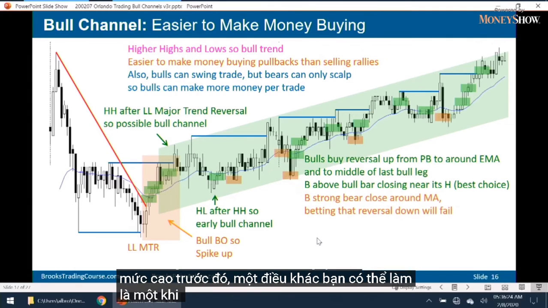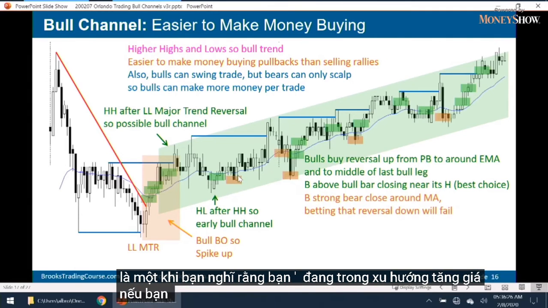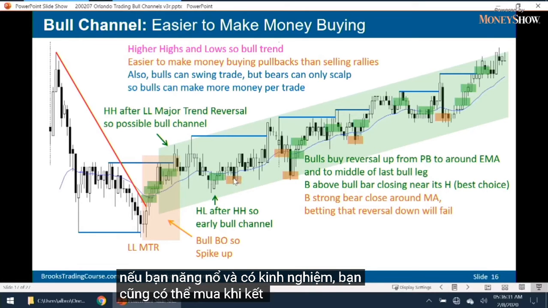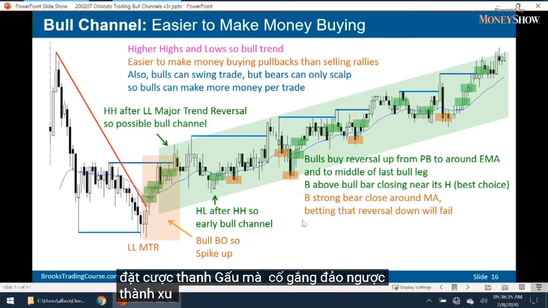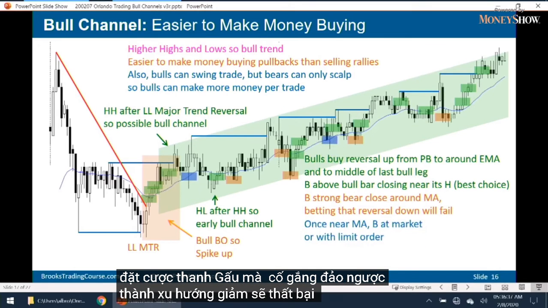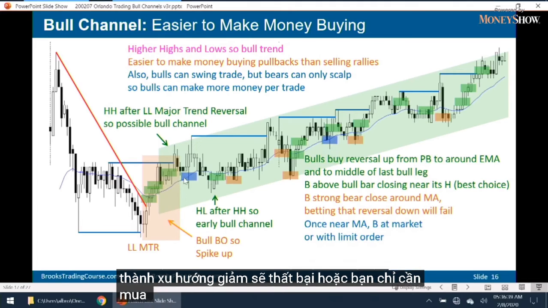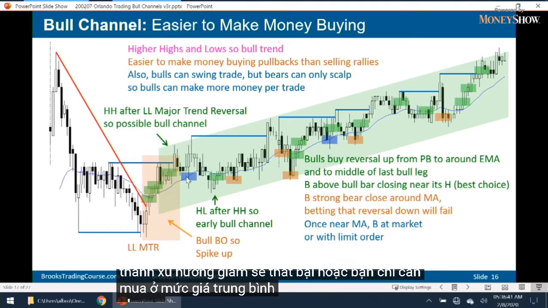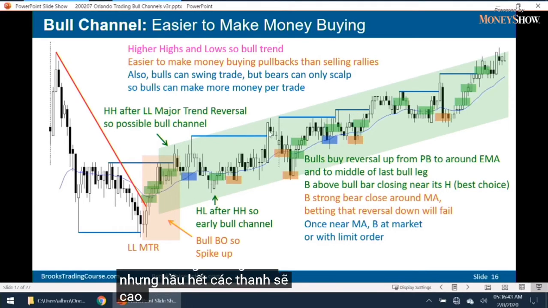Another thing you can do is, once you think you're in a bull trend, if you're aggressive and experienced, you can also buy the close of every bear bar, betting that the attempt to reverse into a bear trend will fail. Or you can simply buy at the average price, betting that most of the bars are going to be above the average price and that the average price is going to go higher.